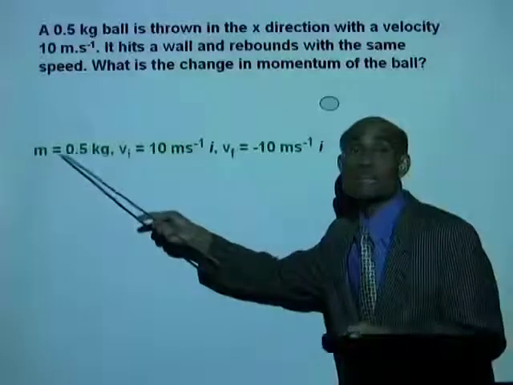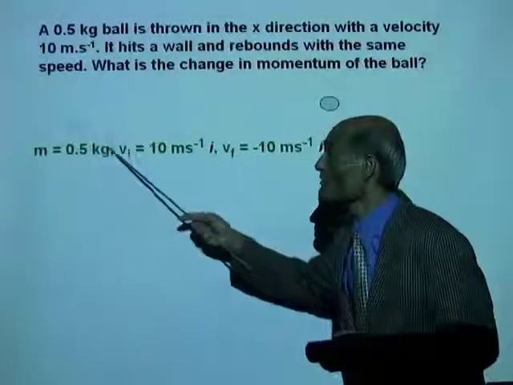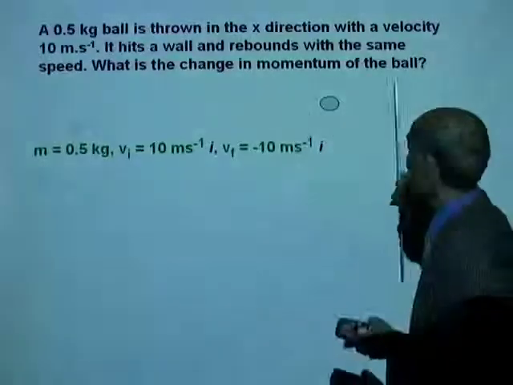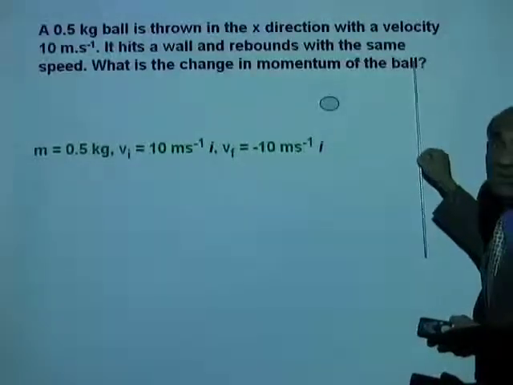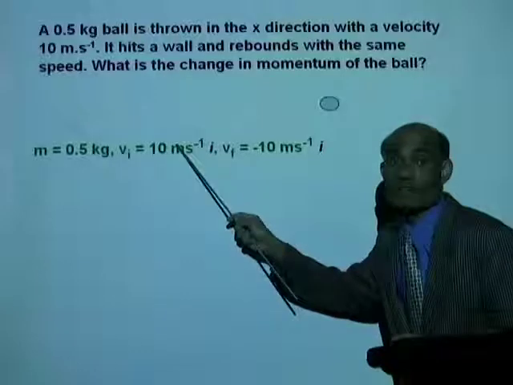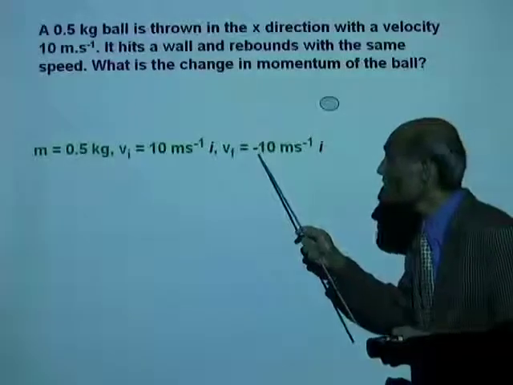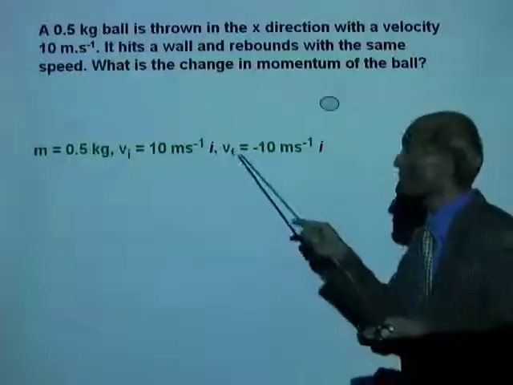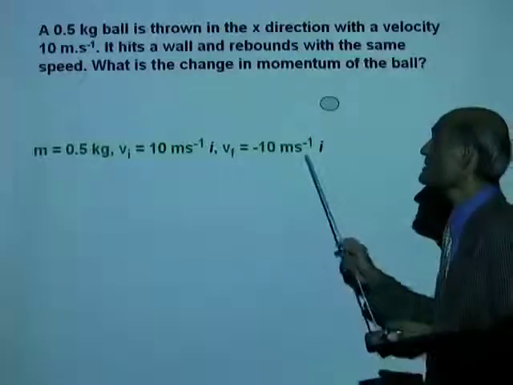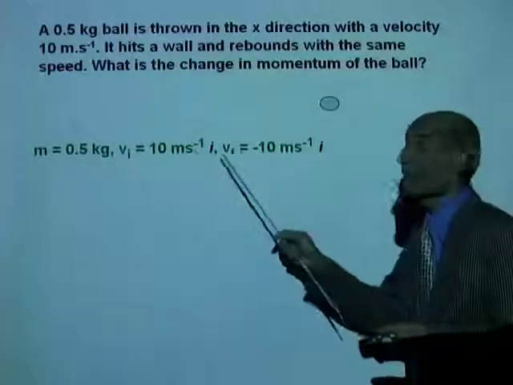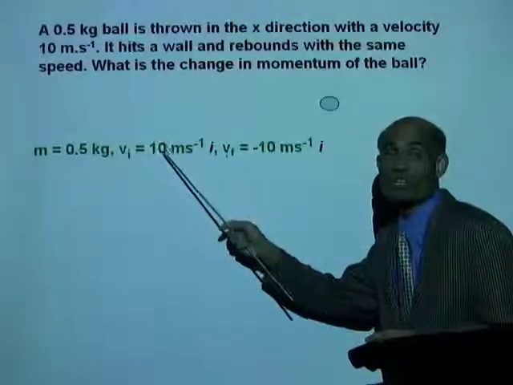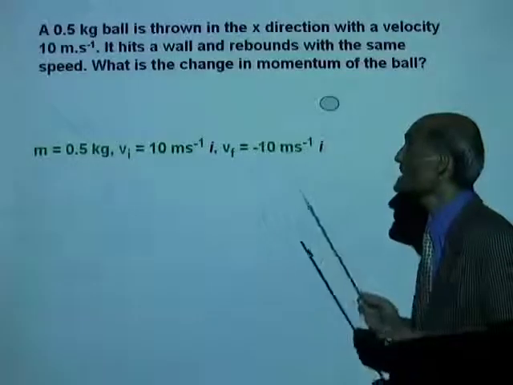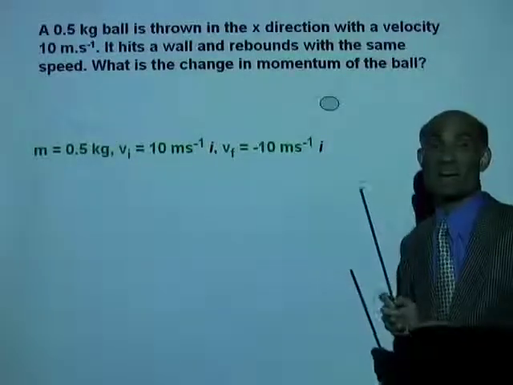Alright, our data is mass of the ball is 0.5 kilogram. Its initial velocity is 10 meters per second. That means the ball comes and hits the wall with this velocity. And after hitting the wall, it rebounds with a velocity exactly opposite, equal and opposite. Vi, initial velocity, is 10 meters per second i. Vf, the final velocity, is negative 10 meters per second i.